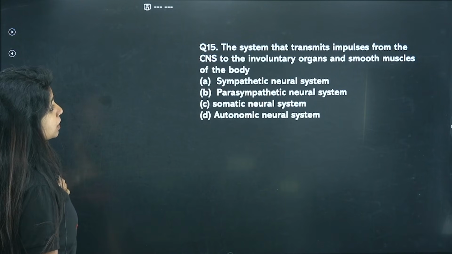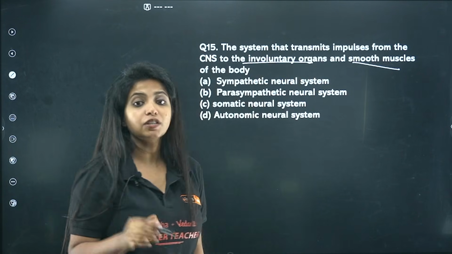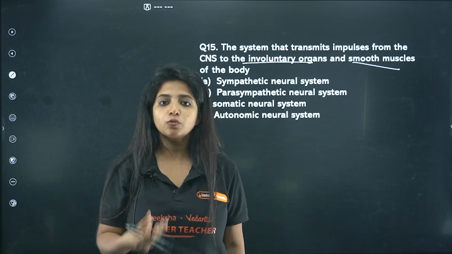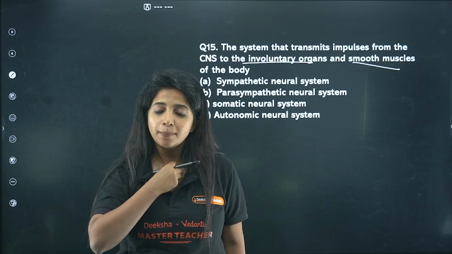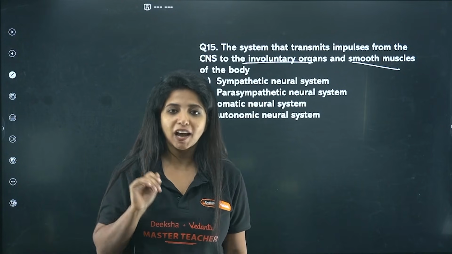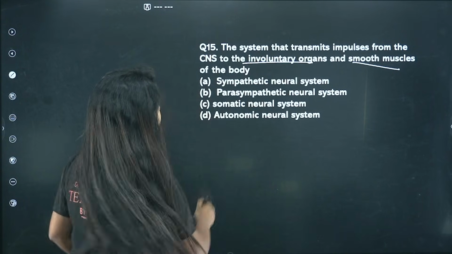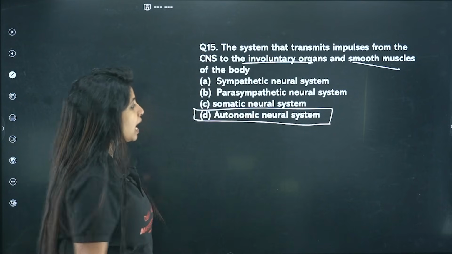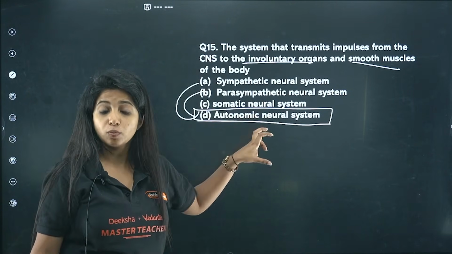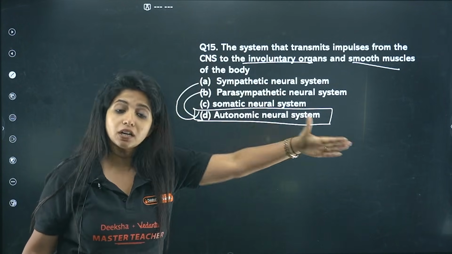The system that transmits impulse from the CNS, central nervous system, to the involuntary organs and the smooth muscles. Remember, involuntary as in it's not under our control. And smooth muscles are also involuntary muscles. For example, muscles which are there over here. Food, you take it in, that's voluntary. But everything that happens inside, do you think it's under our control? Can you tell the esophagus, please do not do peristalsis? Can I do that? No, you cannot, because all of them are involuntary. And all the involuntary functions are done by our autonomic neural system. Under the autonomic neural system, you have sympathetic and parasympathetic neural system. So if you have a broad thing to be asked, then it is the autonomic neural system which is taking the control. Somatic neural system controls all the voluntary functions.